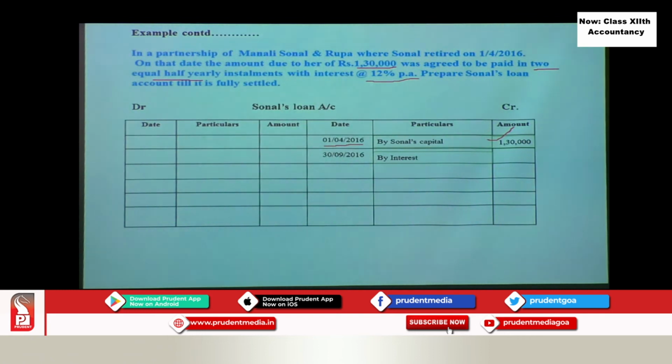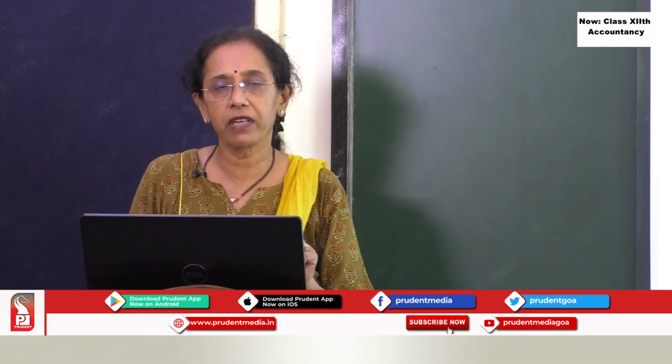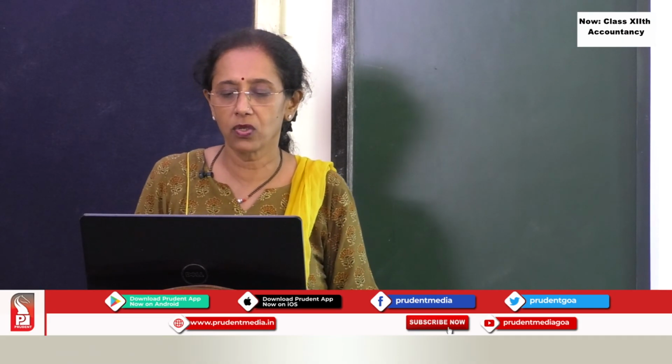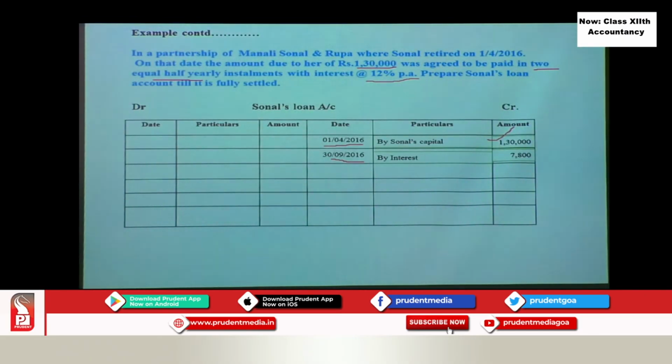Okay. So how do we calculate it? 1,30,000 multiplied by the period, that is 6 upon 12, multiplied by the interest rate, that is 12 upon 100. So how much do you get? 7,800 is the interest calculated on 1,30,000 for 6 months at 12% per annum. So this interest is added to the loan amount, so it is credited. Okay, loan increases.